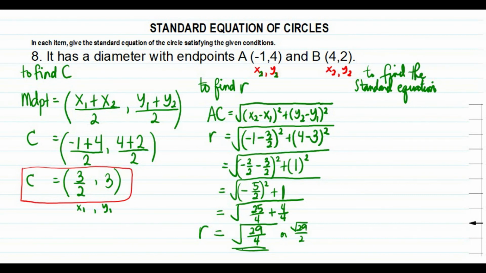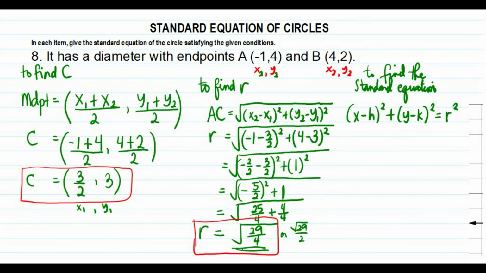Now, using our details, nakuha na natin yung details, ano? So, lagay na natin sa standard equation. We will use this formula. And substitute our values. x minus, what is h? It's 3 halves. The squared of x minus 3 halves plus y minus 3 squared equals the square root of 29/4.